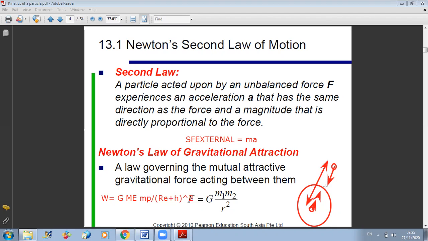Okay. So in case of the Earth, I can divide this distance into two parts. I have the radius of the Earth and I have the altitude h, okay, of the particle.